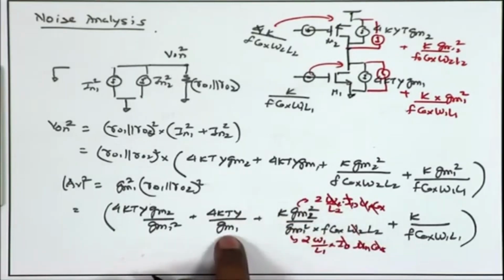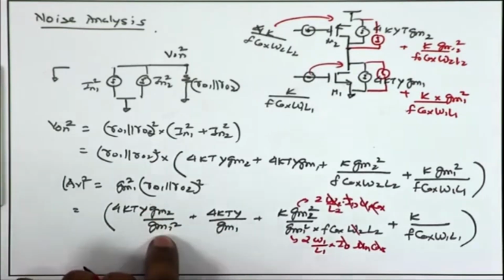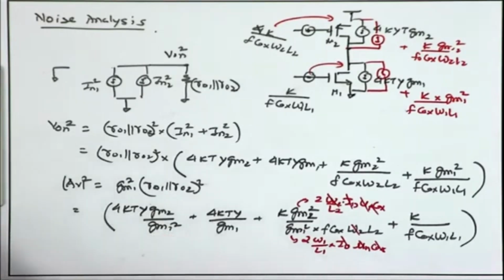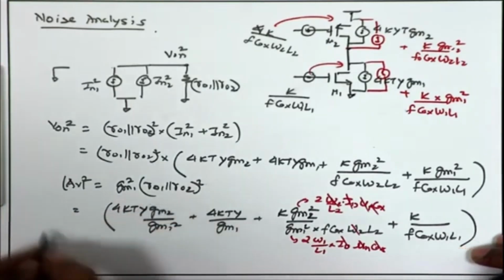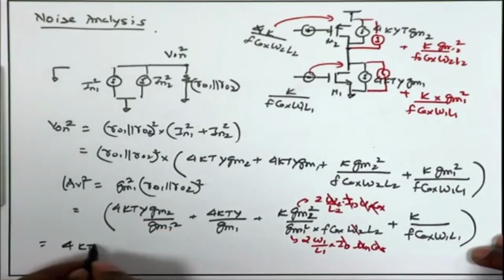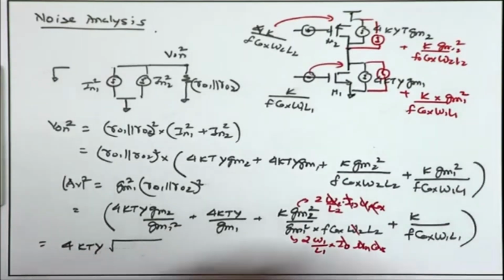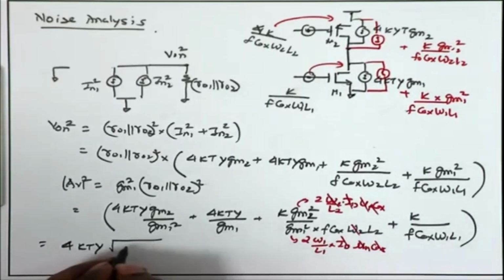Other terms are simple to see. This is just GM1. So, basically we are going to get root under W by L1 ID1, and likewise GM2 upon GM1 square once again over here. So, once again W by L1 over here. So, if I further simplify this, I can write down 4 kT gamma. Now, these two quantities ID get cancelled, and therefore, you are left with COX mu. Suppose I assume they are constant, we are just left with W by L2.